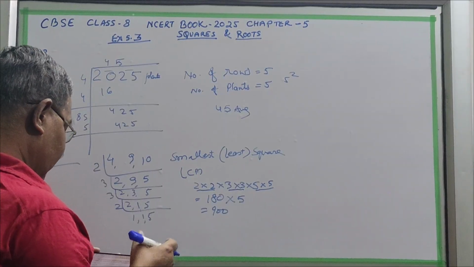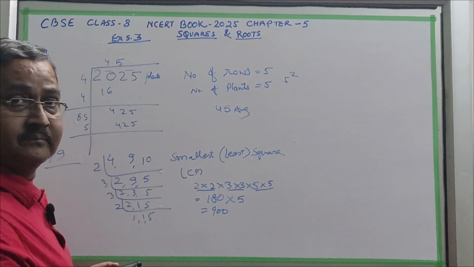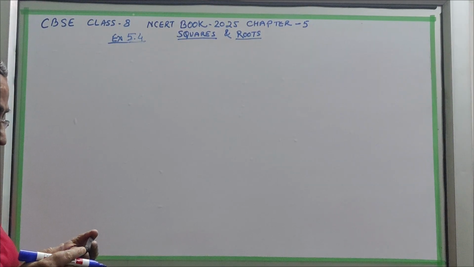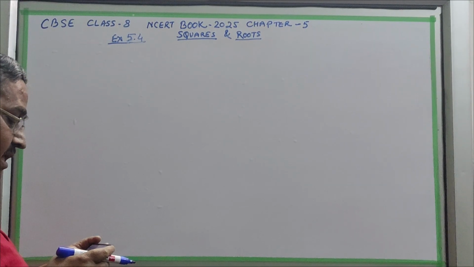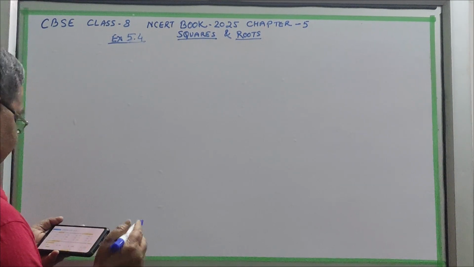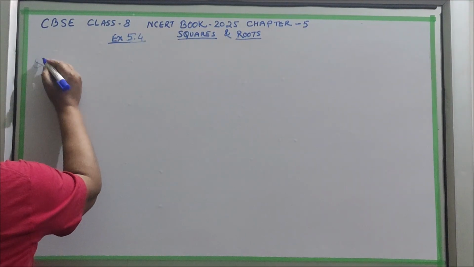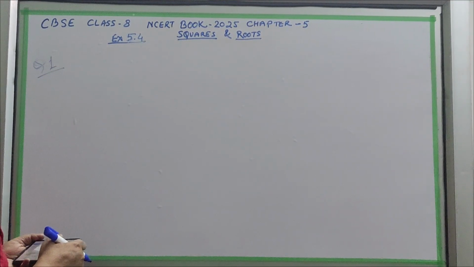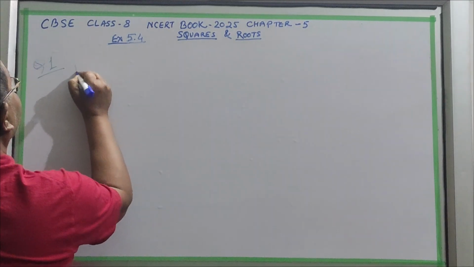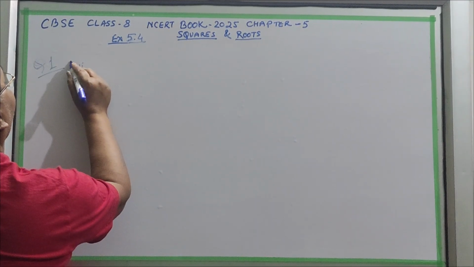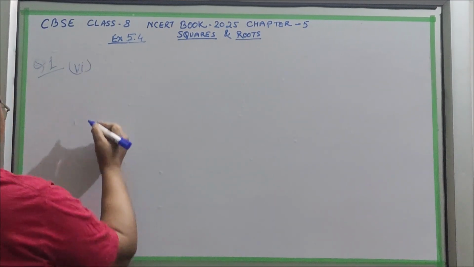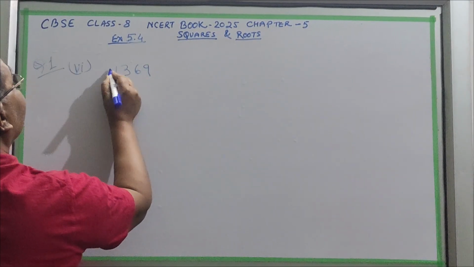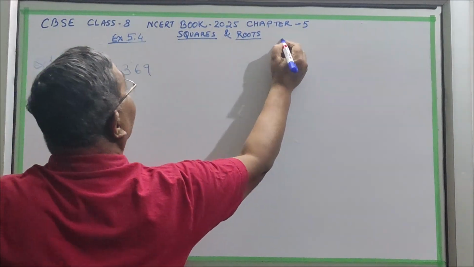Now we are going to the next exercise. Find the square root by the division method. So question number 1, by the division method, 1369. You have to use the division method.